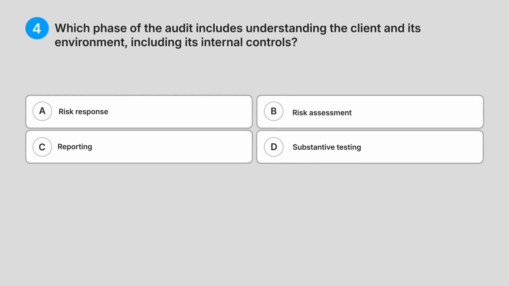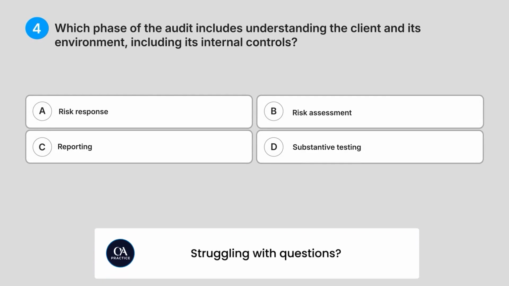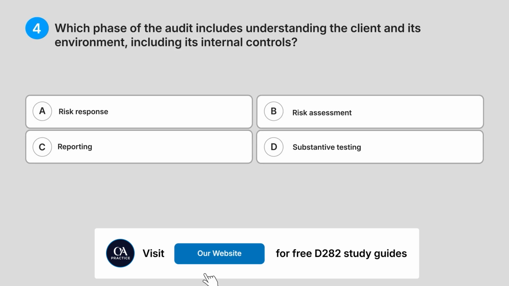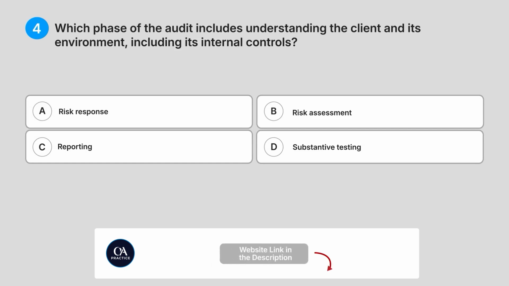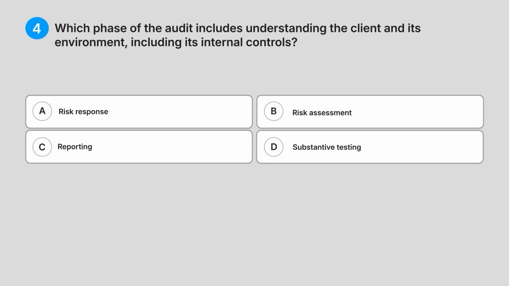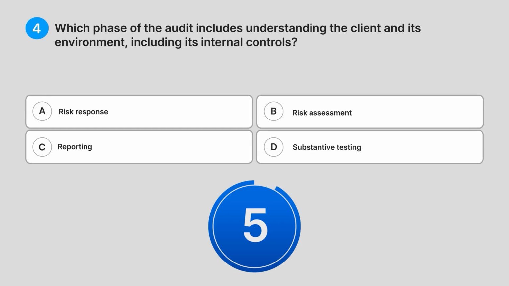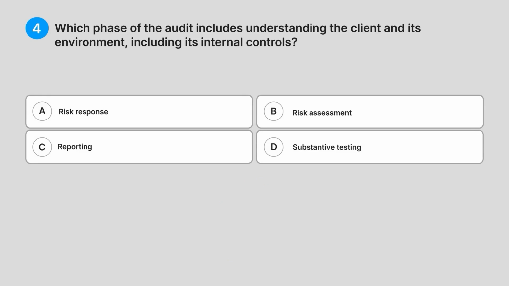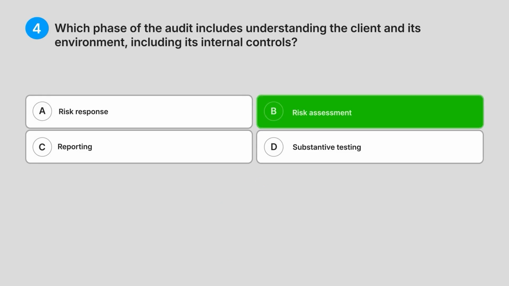4. Which phase of the audit includes understanding the client and its environment, including its internal controls? A. Risk response. B. Risk assessment. C. Reporting. D. Substantive testing. What do you think is the answer? Correct answer, B. Risk assessment.